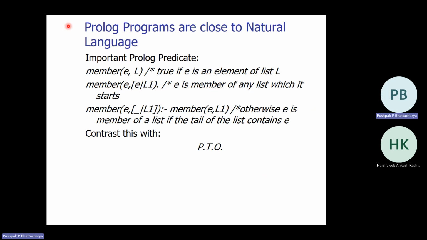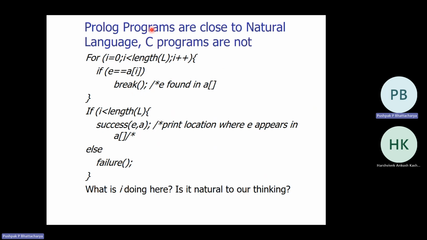To find out if E is a member of the list L, this is how you recursively write a Prolog program. If you want to do this in a C program, you will need a loop: for I equal to 0, I less than length of L, I plus plus. If E is A[I], break, E has been found. Otherwise, if I is less than length L, success, else failure.